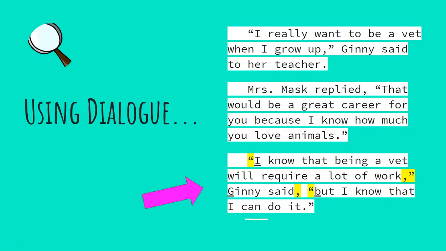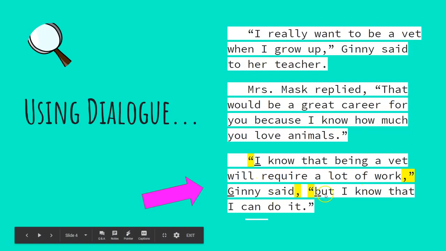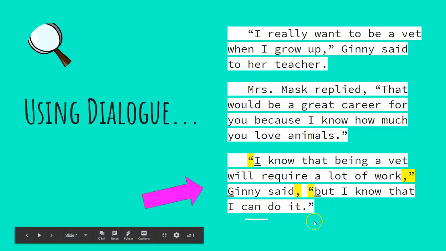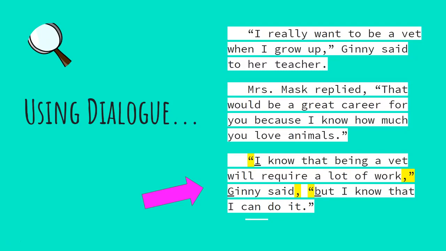Finally, the character who is talking can be mentioned in the middle of the dialogue. Make sure to include commas and quotation marks around the words that are spoken out loud. "I know that being a vet will require a lot of work," Jenny said, "but I know that I can do it." So in this case, Jenny, again, the character, what she's saying or what she's doing is inside the middle of the statement. Here's her quote. I know that being a vet will require a lot of work, but I know that I can do it. This adds some different types of sentence fluency to your writing if you're getting stuck and it sounds really choppy.